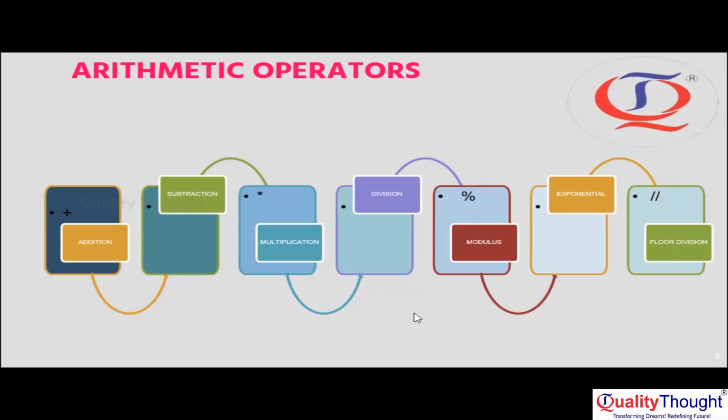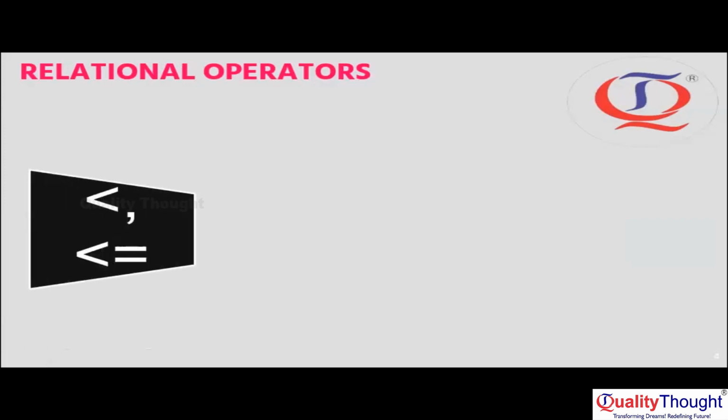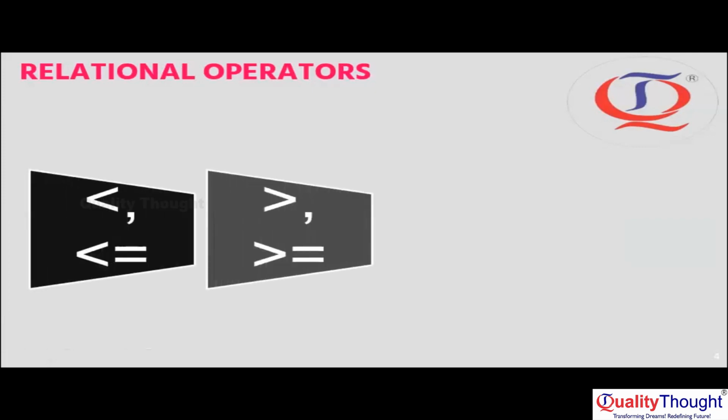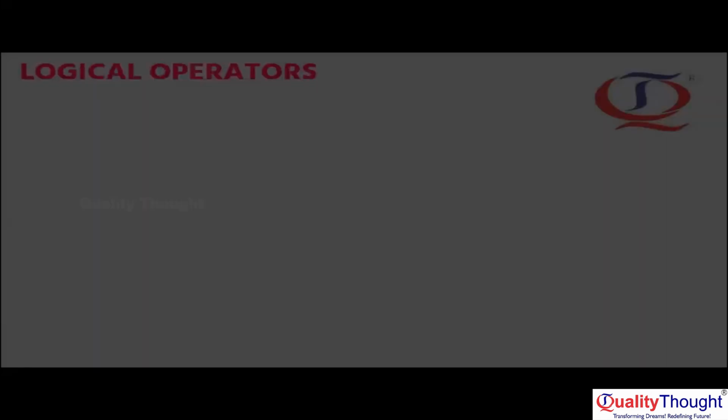Let's go to another type of operator, the comparison operator, which is the relational operators. Obviously, less than or equal to, greater than or equal to, double equals, and not equal. These are the operators also known as the comparison operators. Right? Yes.